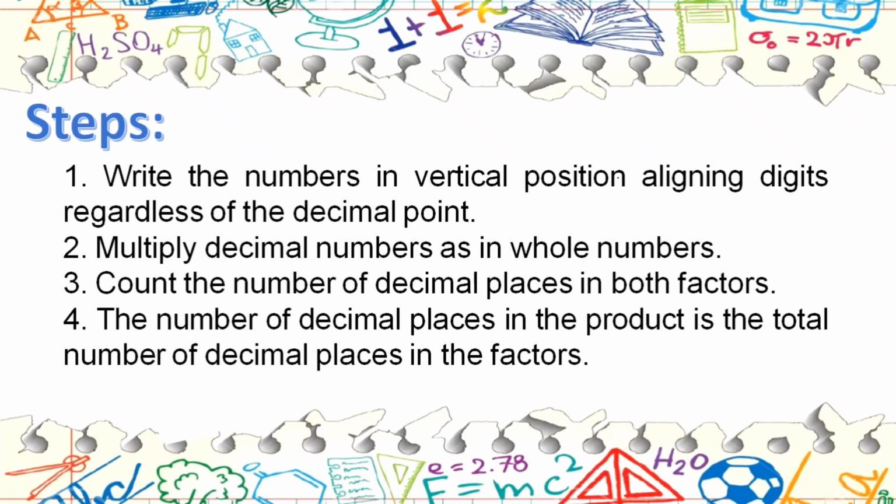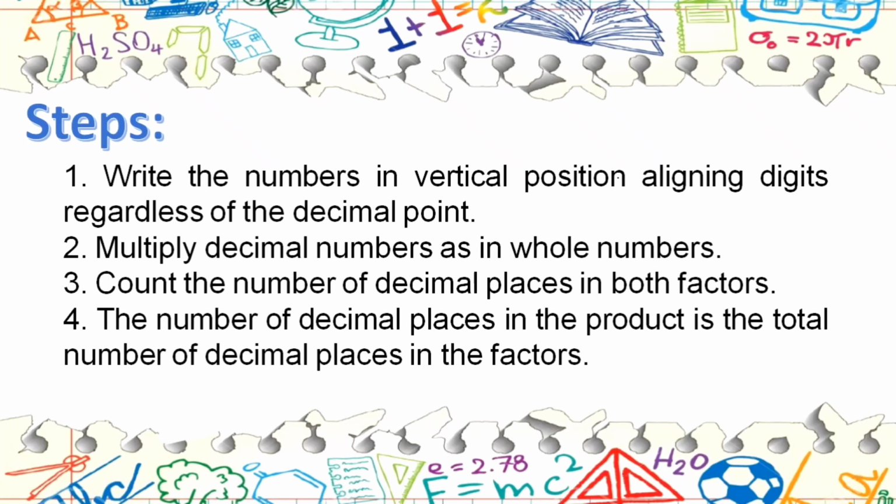Write the numbers in vertical position aligning digits regardless of the decimal points. So, kapag nagmumultiply ka daw ng decimals, yung given ay i-align mo in vertical position. Ano po ibig sabihin ng vertical position? Patayo. Aligning the digits. So, i-align natin yung bawat digits ng ating multiplier and ng ating multiplicand. Regardless of the decimal point. Hindi po natin papansinin yung decimal point. Bakit po? Kasi po, sa multiplication, hindi na po pinapansin yung pagkakatapat-tapat ng decimal point. Sa addition and subtraction lang po yun pinapansin.